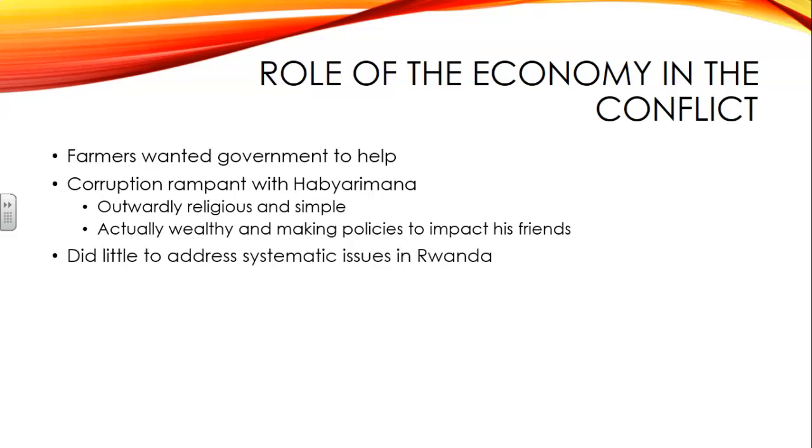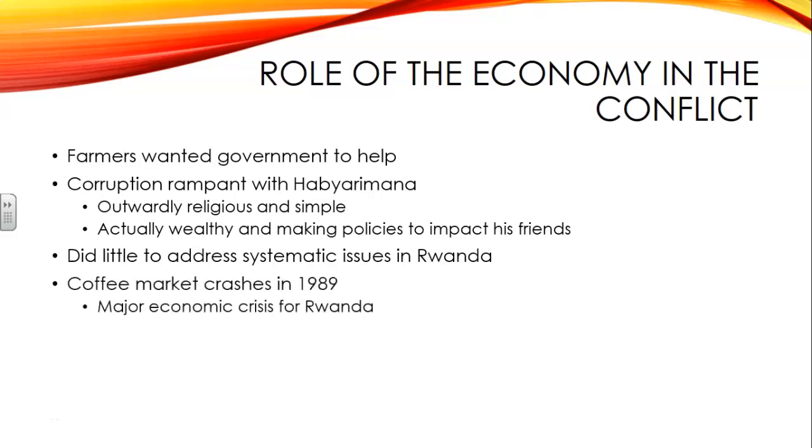He's going to do very, very little to address the systematic issues going on in Rwanda. He's not really going to be addressing the needs of the farmers. He's not going to be working to help develop sustainable methods of farming. He's not going to be helping to diversify the economy so that it's not reliant solely on coffee. He's not really helping with the booming population and trying to find a place for all these people to go. He's not really doing a lot right here, and this is going to cause a number of tensions.